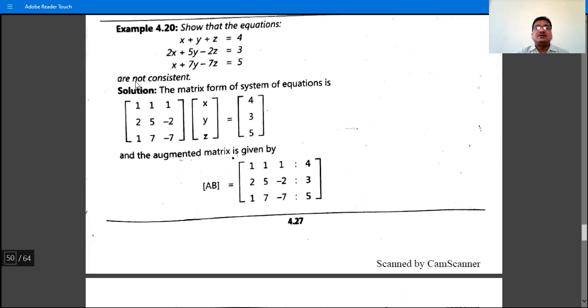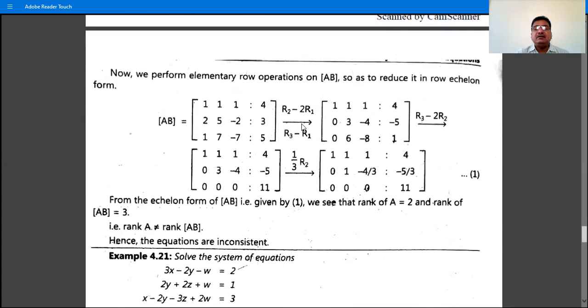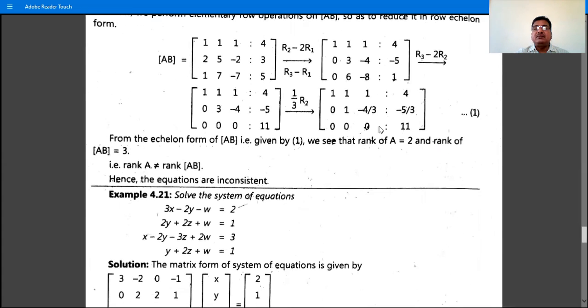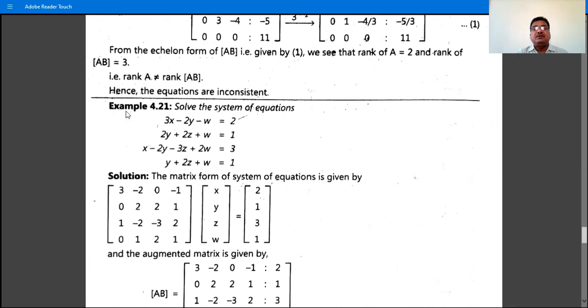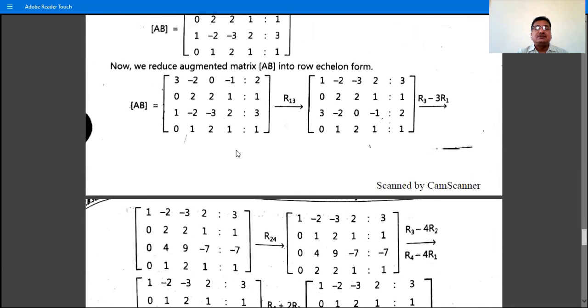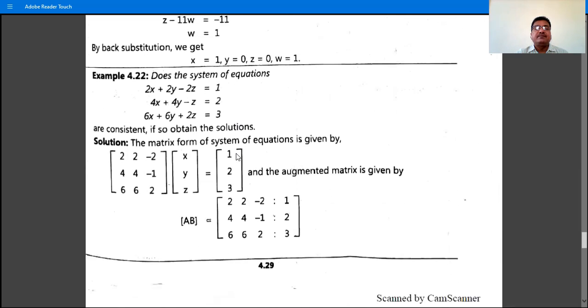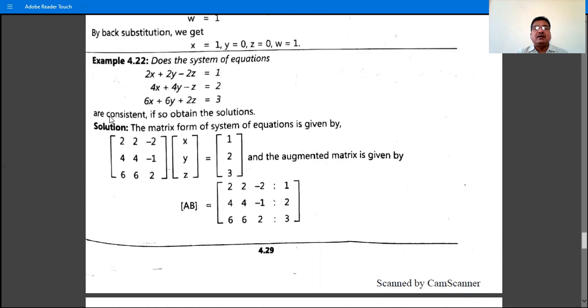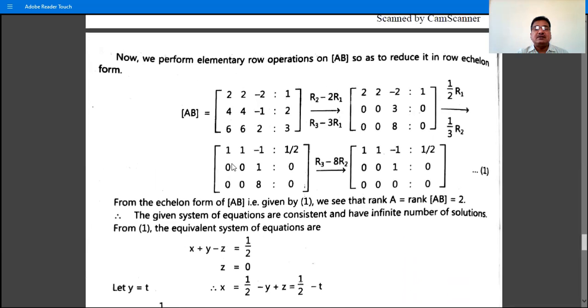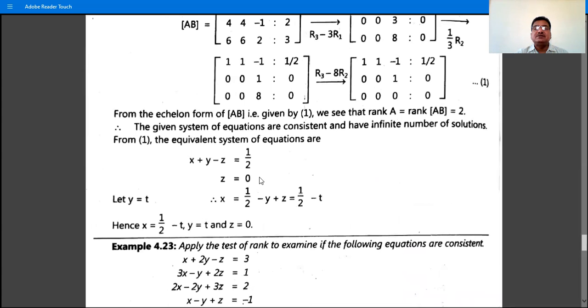Are these consistent or inconsistent? So consider the augmented matrix, and if you reduce the matrix to echelon form, then we observe that rank of A is 2, rank of AB is 3, and therefore rank of A is not equal to rank of AB. And therefore the given system of equations is inconsistent. Solve all these examples. Are the systems of equations consistent? If so, obtain the solution. If the system is inconsistent, then there is no need to find its solution because the system has no solution.